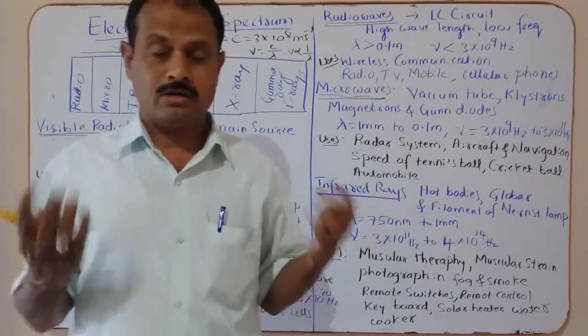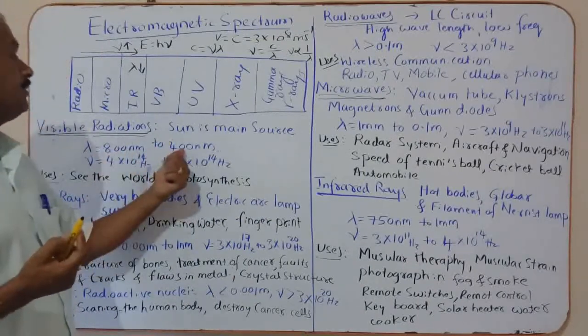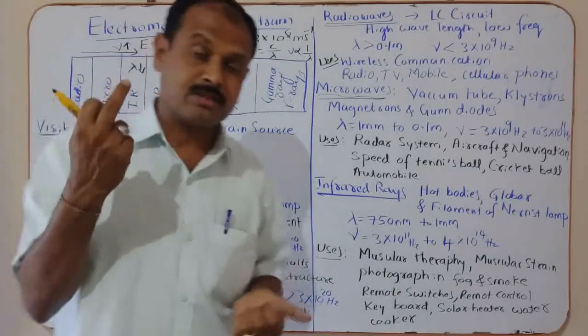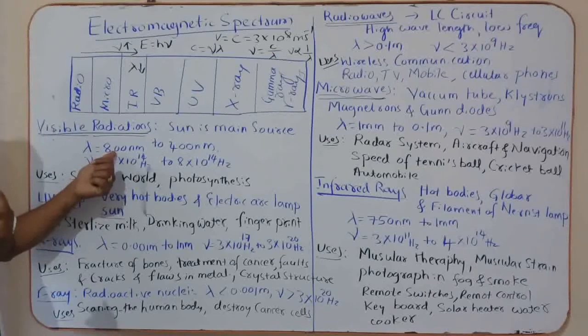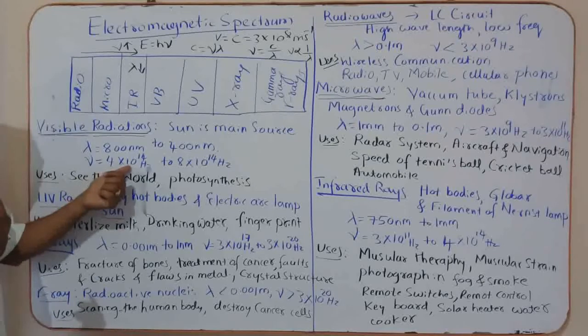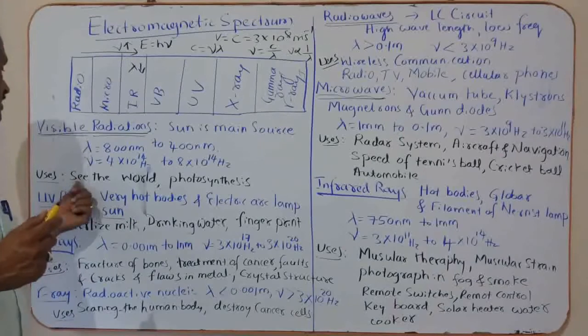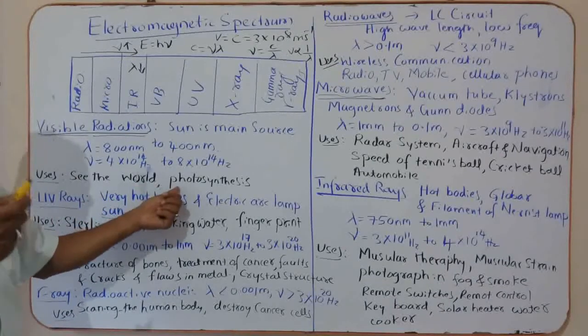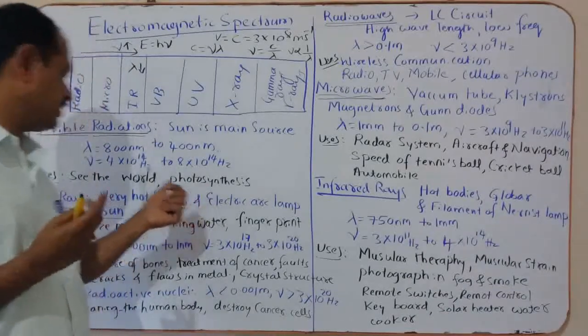We use that. Of this radiation, only these wavelengths produce a sensation on our eye, so we detect only these. Visible radiation has a wavelength of 800 nanometers to 400 nanometers, and the frequency is 4 × 10^14 hertz to 8 × 10^14 hertz. Now, what are the uses of this? These radiations are used to see the world, and they are very important for photosynthesis in plants.